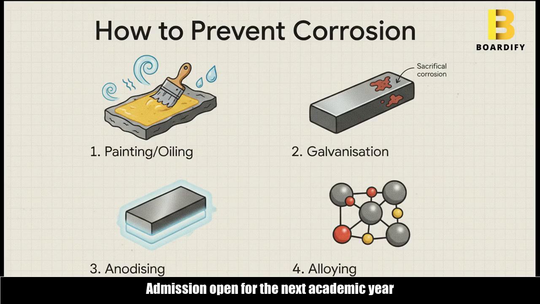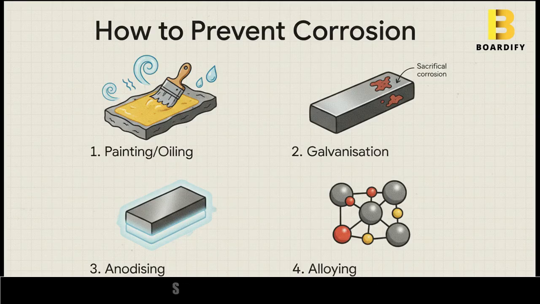But then you have cleverer tricks like galvanization. This is so cool. You coat iron with zinc, which is more reactive. So when nature attacks, the zinc jumps in front and corrodes instead, sacrificing itself to save the iron. It's like a metallic bodyguard.